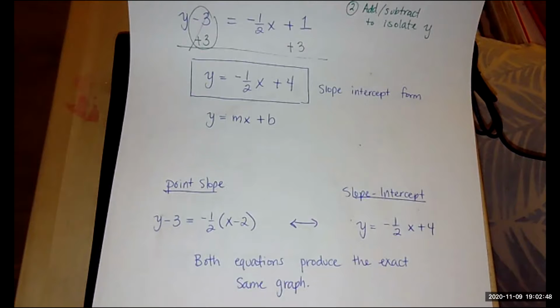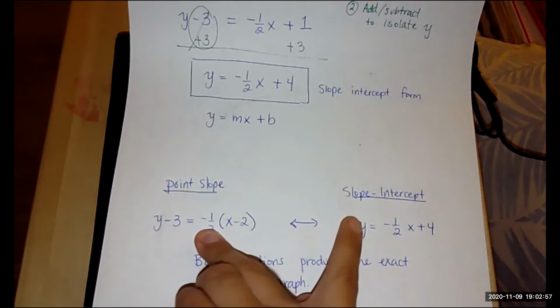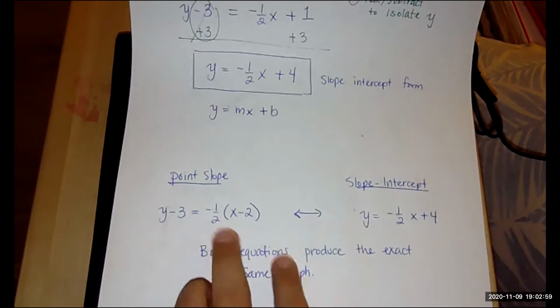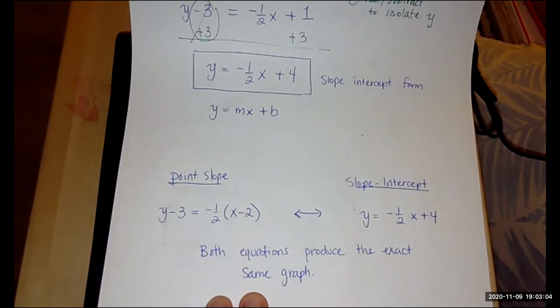So it all just comes down to what information did they give me, and that'll help you determine whether you need to use point slope form to find the equation, or you'll need to use slope-intercept form to find the equation. But both of these things are interchangeable.